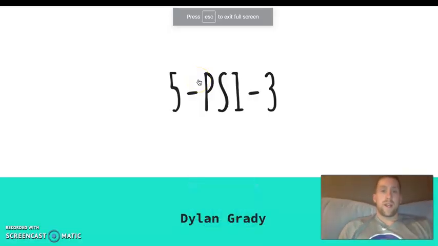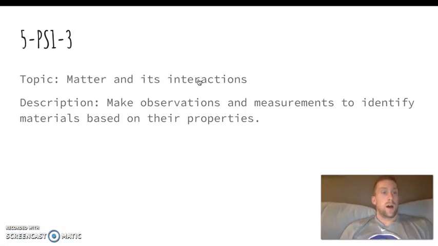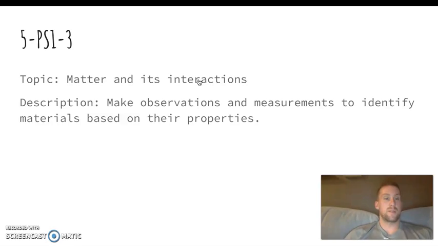For the fifth grade NGSS standards, I am doing standard 5-PS1-3. The topic of this standard is matter and its interactions, and the description is make observations and measurements to identify materials based on their properties.